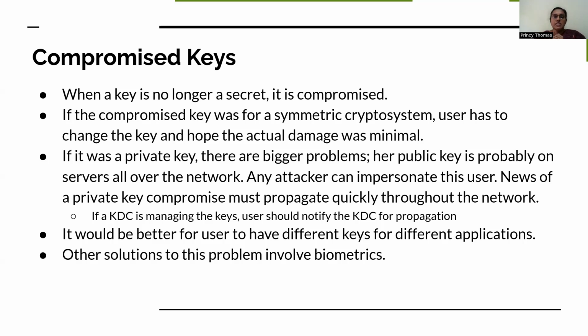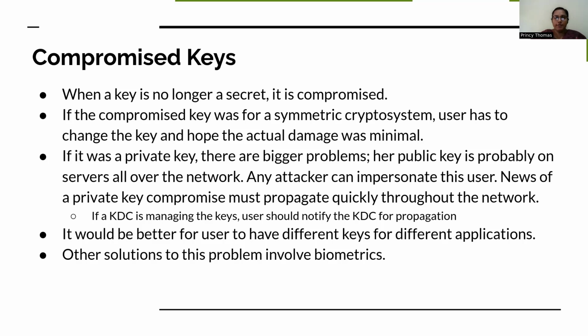Okay, so if the compromised key is for a symmetric crypto system, then the user has to change the key and hope they came to know about the compromise early, to minimize the damage. Now, if it is a private key, then the problem is even bigger. Because I told you earlier, the public key is already publicly known. Any attacker can impersonate this user if he knows the private key. Since the public key is publicly known, if an attacker knows your private key, then he can send messages to all of your contacts, and they will not know that this has not come from you.